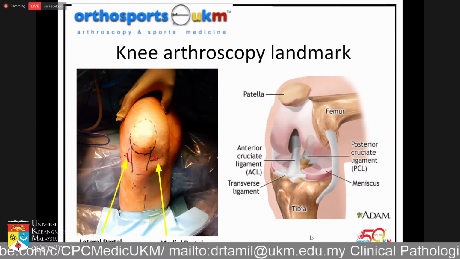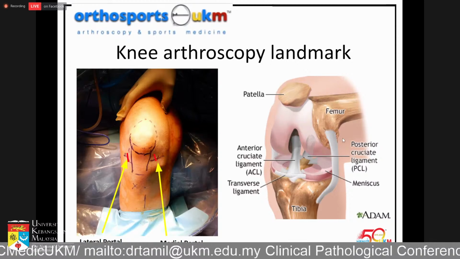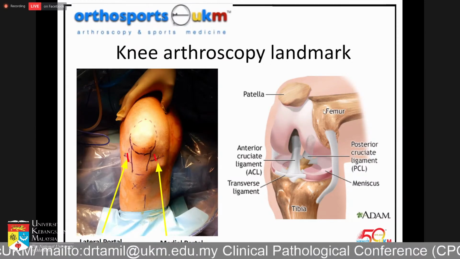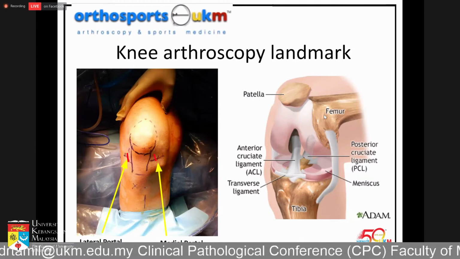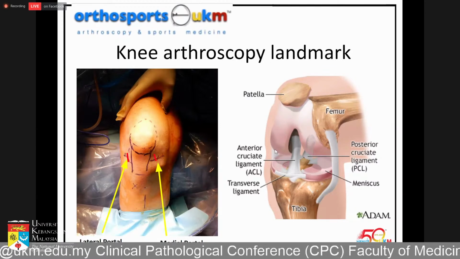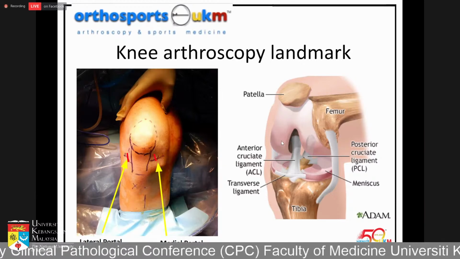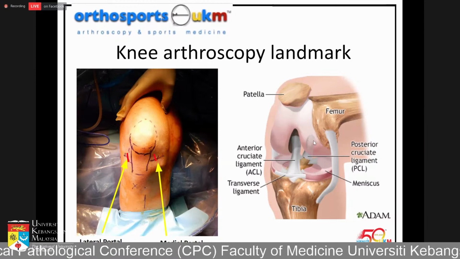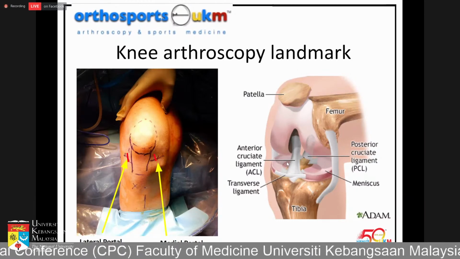So these are the structures that we need to see when we do an arthroscopic surgery. So number one, obviously we can see the bone. This is the femur bone and this is the tibia bone. What we need to see at the bone is we look at the chondral surface. We look at the cartilage. Is there any cartilage defect? Is there any chondral injury? Is there any bruises?